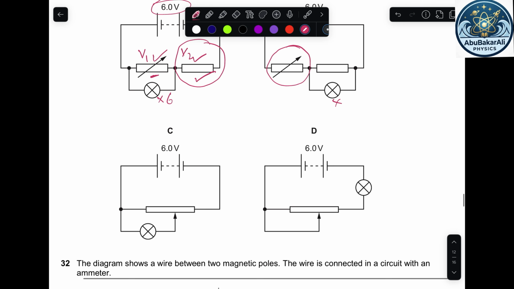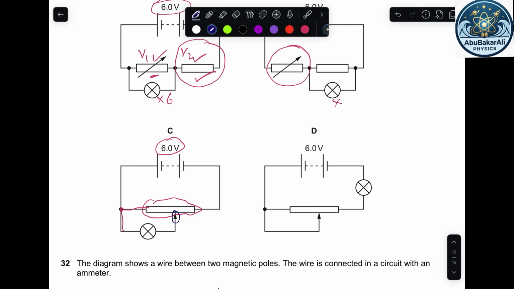But in C and D, it is possible. If this battery is giving 6 volt to this thing, and the lamp is connected in such a way that its one point is here and its other point is on the slider that you can move. This slider can come here as well. When this slider comes here, this is 6 volt, this will also get 6 volt because its terminals are attached with this. So in this case C, it can get the 6 volt. Okay, not in this because they are in series. This is the correct way of connecting the circuit like this. Okay, so it's option C.